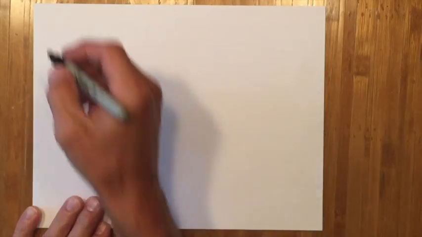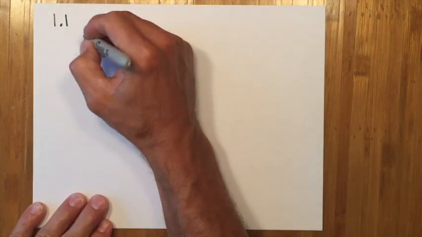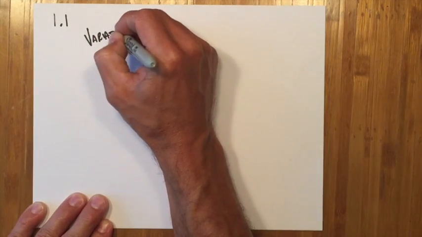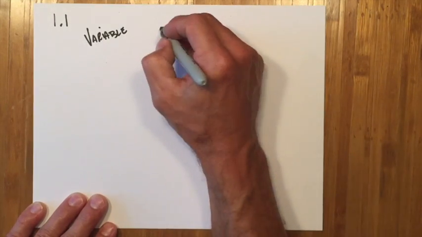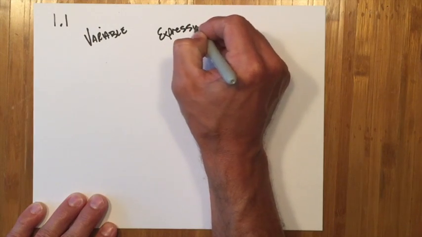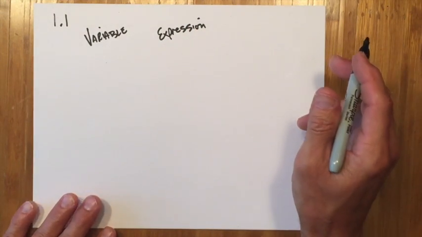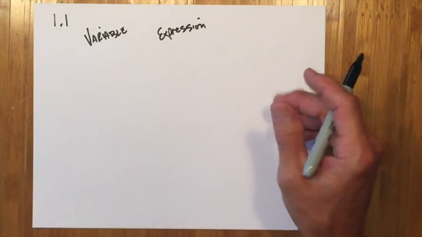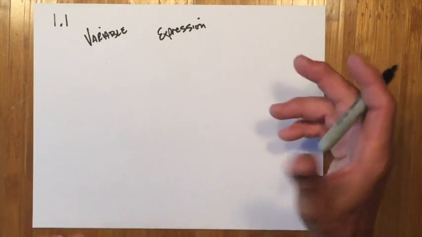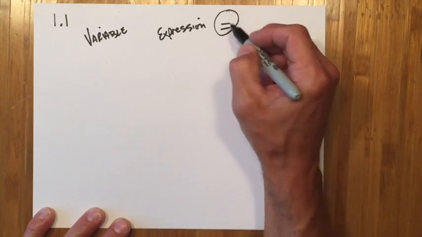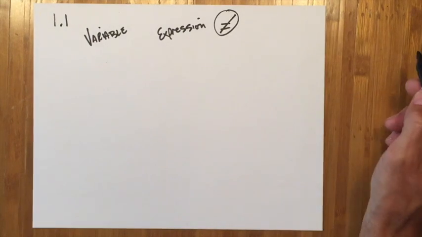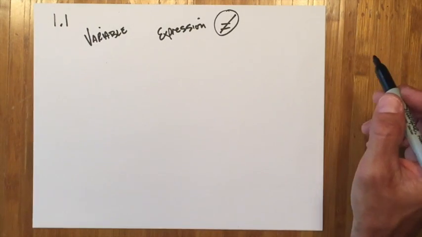All right, our first video of the year is going to be on section 1-1. It's going to be on variables and expressions. Now, before we begin, nice and simple, a variable is any letter or symbol that stands for something else, and an expression is simply a collection of variables, constants, numbers, multiplication symbols, operations, and so on. Expressions will not have an equal sign, so if you see an equal sign, that is not an expression. Equations have equal signs, not expressions.